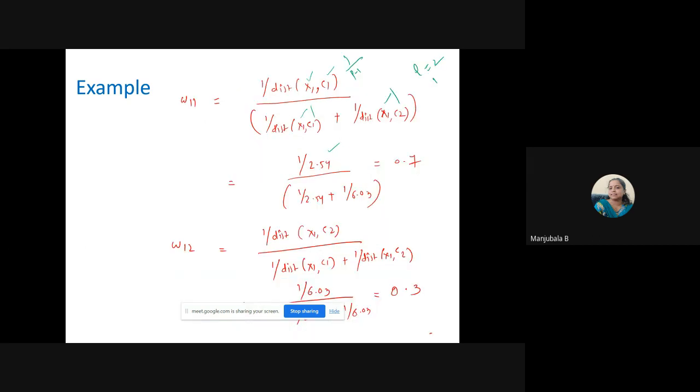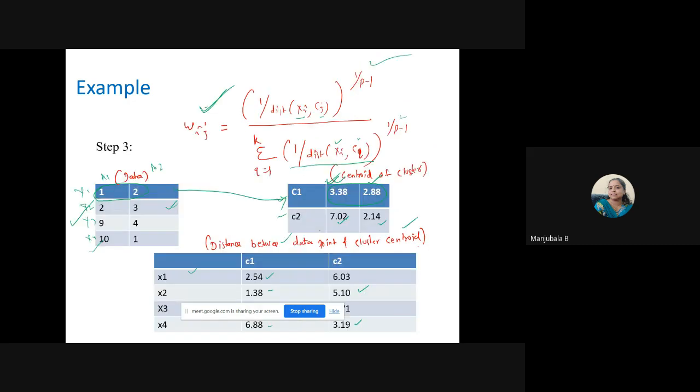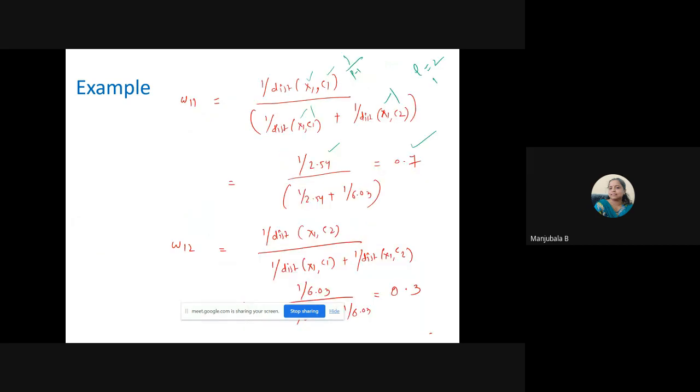If you solve, you will get W11 equals 0.7, right? Similarly, W12 for the cluster C2: 1 by 6.03 divided by this same value, 1 by 2.54 plus 1 by 6.3. So you will get 0.6. Even without doing this calculation, you can conclude that if this is 0.7, this will be 0.3, because we have used the constraint that the summation equals 1, right?